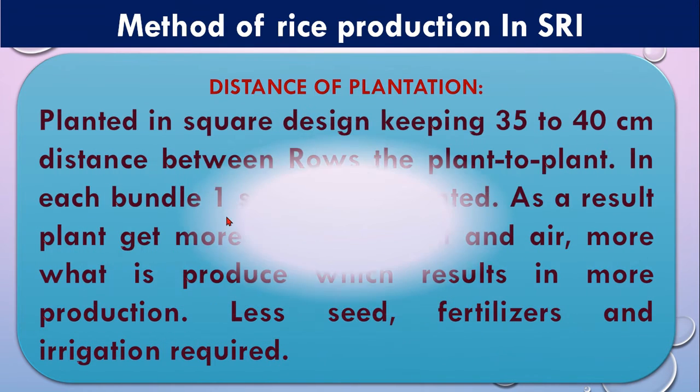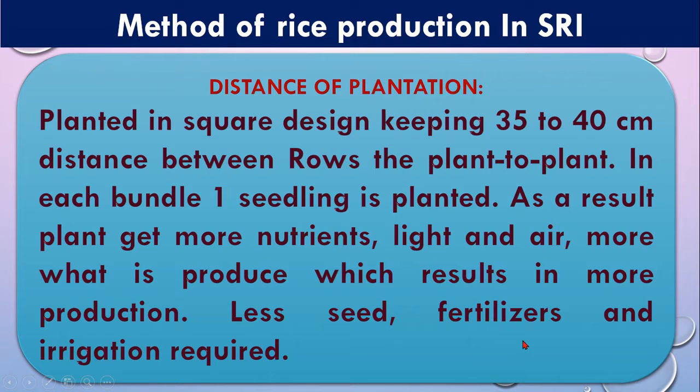Next one is distance of plantation. What will be the distance of plantation? Plant in a square design, keeping 35 to 40 centimeter distance between row to row and plant to plant. That means plant the seedlings in the main field in a square shape, with a distance like 35 to 40 centimeter, or might be 30 or 40 centimeter. So there will be no other distance between plant to plant and row to row. That means it is a square shape.